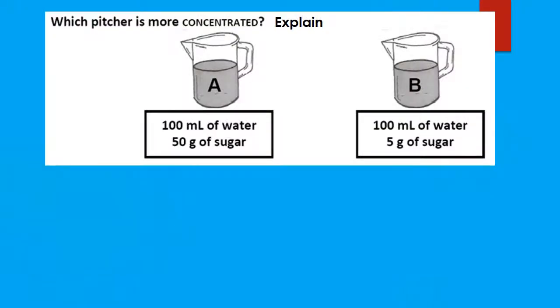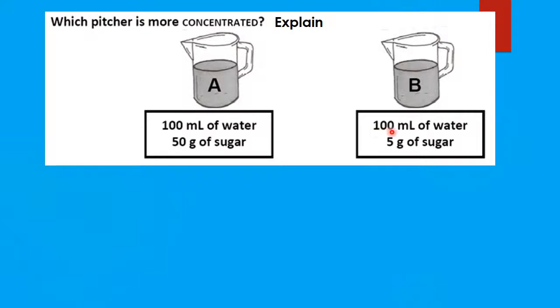So we have two pictures here, picture A and picture B. Picture A has 100 milliliters of water with 50 grams of sugar. And picture B has 100 milliliters of water with 5 grams of sugar. We need to determine which one is more concentrated, and explain. So we have to look at the amount of solute dissolved in each one. So we have 5 and we have 50. Notice the volume of water is the same.